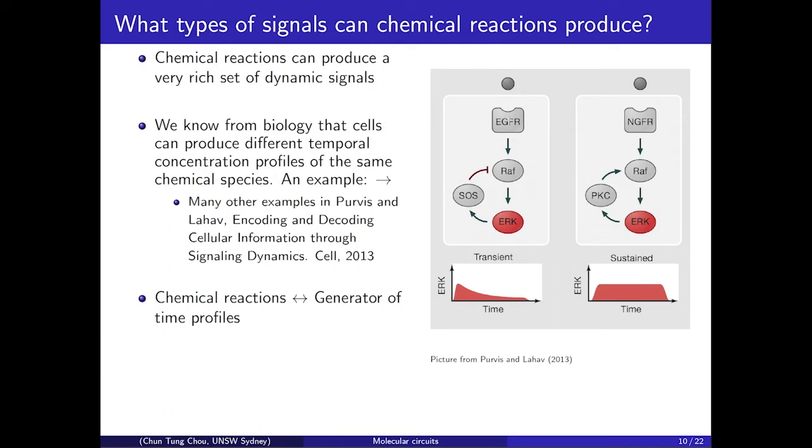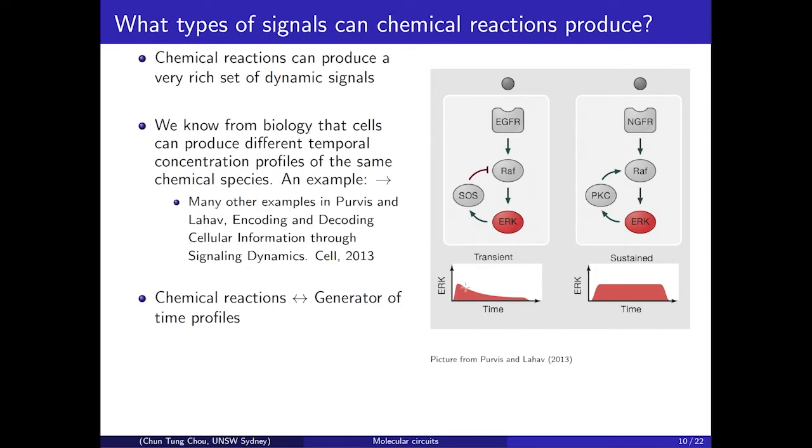When this molecule is combined with this molecule, they will go through some chemical reactions. There are two sets of chemical reactions here. They share some common elements, and this ERK, which is the name of a molecule, is common in these two sets of chemical reactions, or these two molecular circuits. But in this reaction, the concentration profile of ERK over time is different from the other circuit. This is the time axis, and on the vertical axis is the concentration of these ERK molecules.